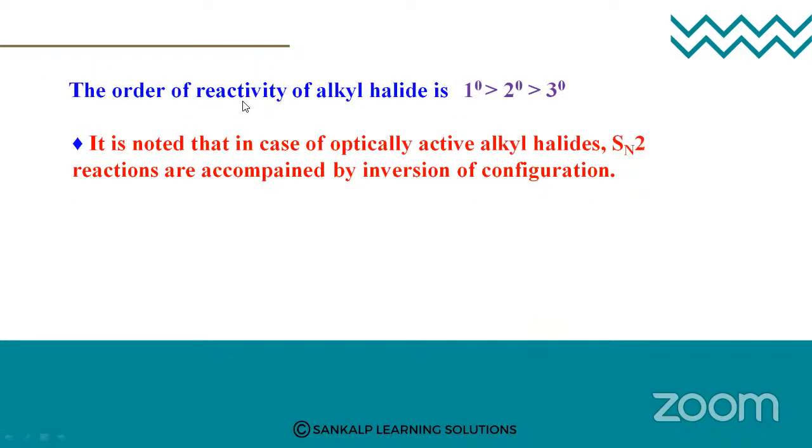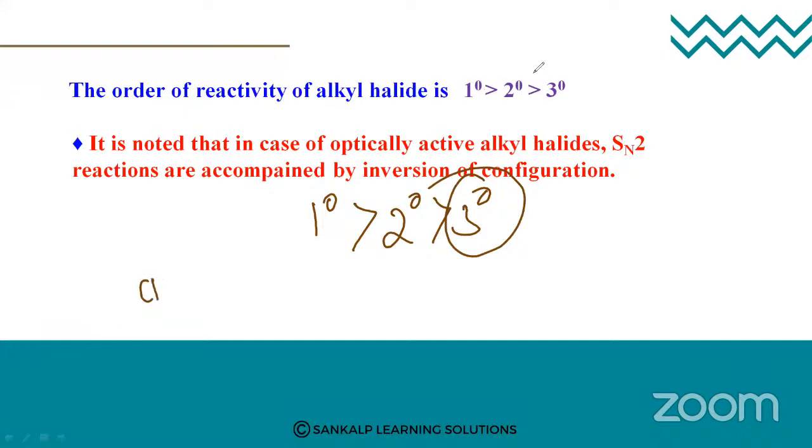So what will be the order of reactivity of alkyl halides, as we have seen? Here the order of reactivity of alkyl halide is primary, then secondary, and then tertiary. So why is tertiary not reactive? Suppose I take a tertiary alkyl halide here, so C.